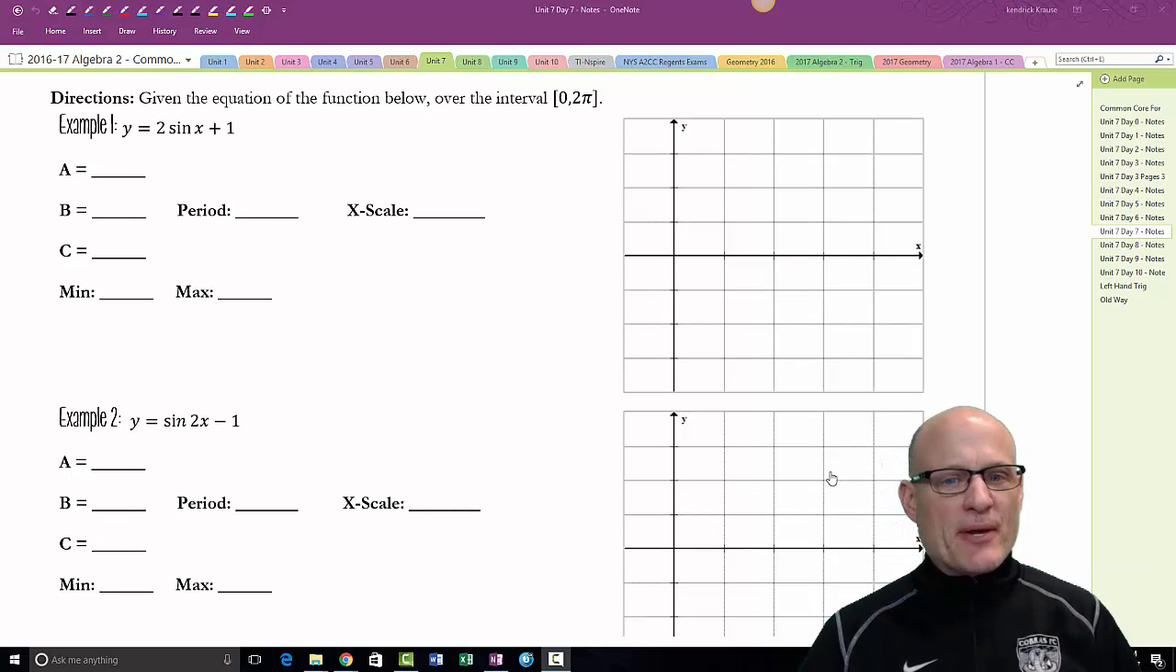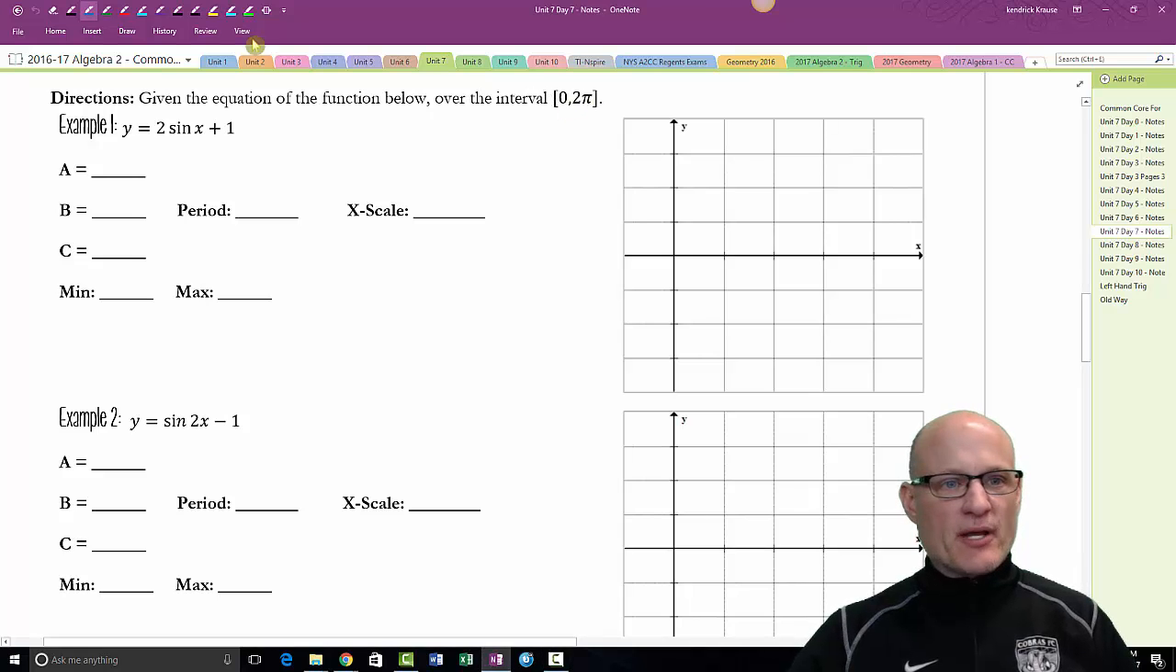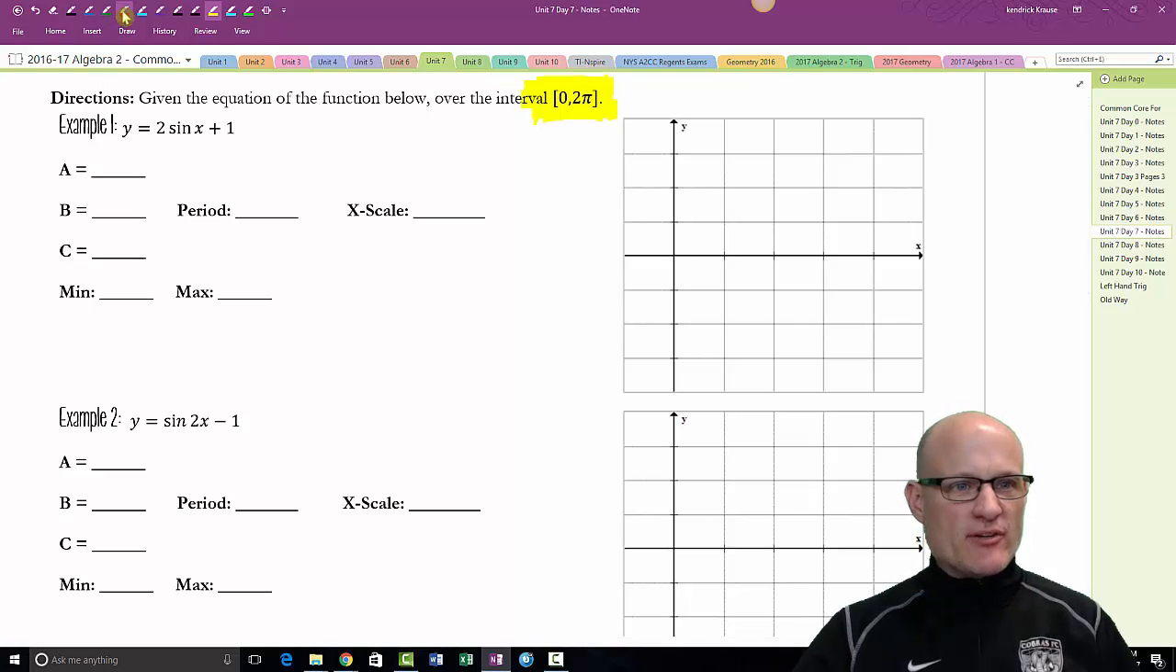All right, for the next couple of pages, we're going to practice graphing these. I'm not exactly excited about graphing this over 2 pi, and I'll explain why in a minute. Normally that's the normal distance to graph it over, but we'll see if I'm going to do that or not. I might change it. So right now A is 2.